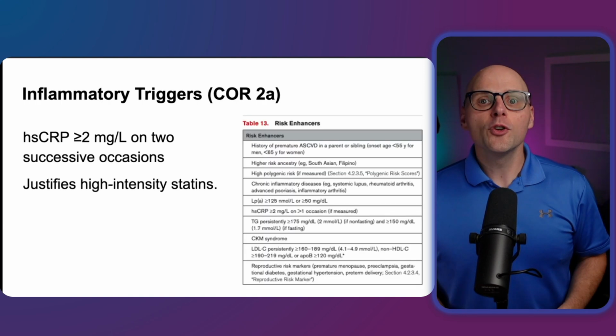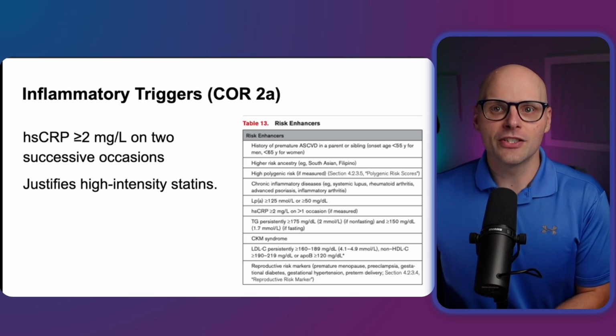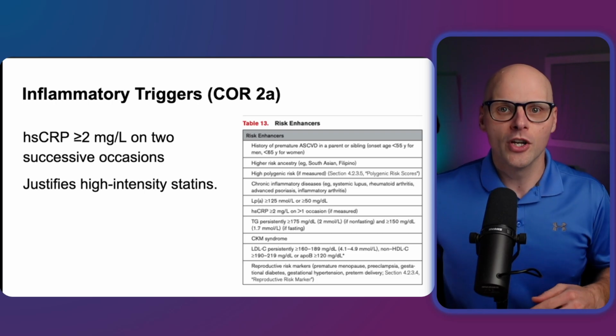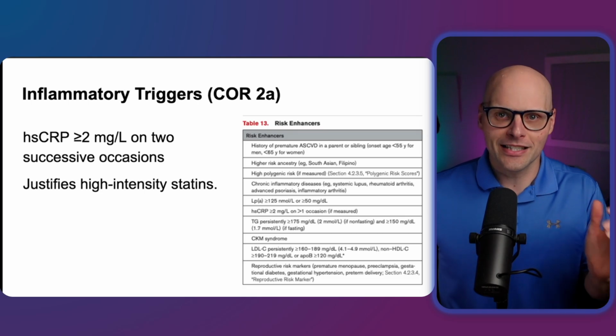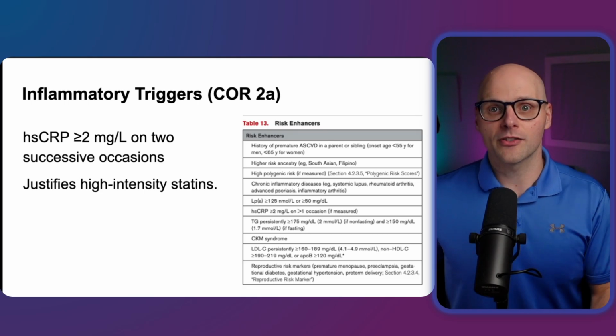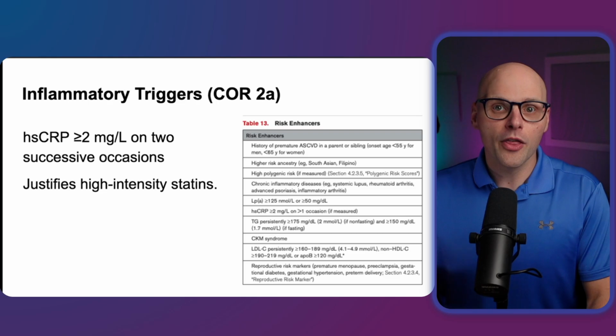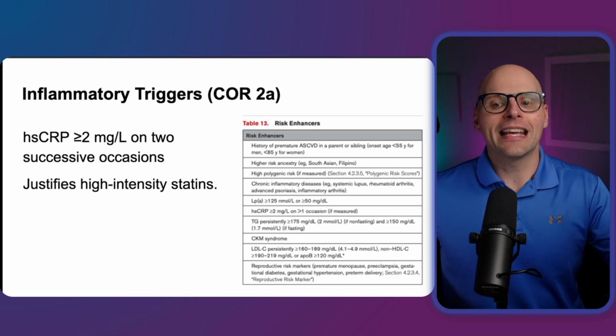The goal is to identify high-risk individuals not captured by the calculator. And the guidelines state that if you measure high sensitivity CRP and it is 2 or higher on 2 successive occasions without an underlying cause, that is a class 2A recommendation to utilize a high intensity statin to reduce ASCVD events. The presence of these enhancers tells us their individual risk is much higher than the algorithms might suggest, right? The algorithms are great, but they don't capture every human being. Talk to the person in front of you, figure out the risk.